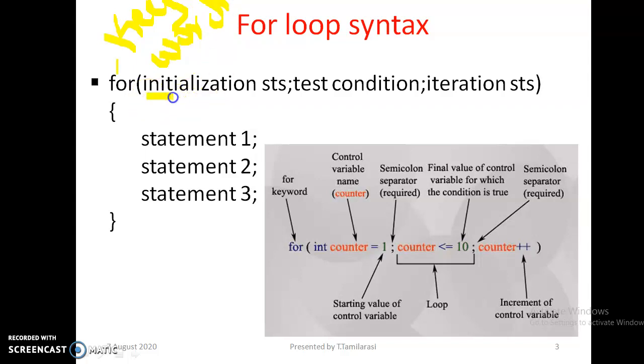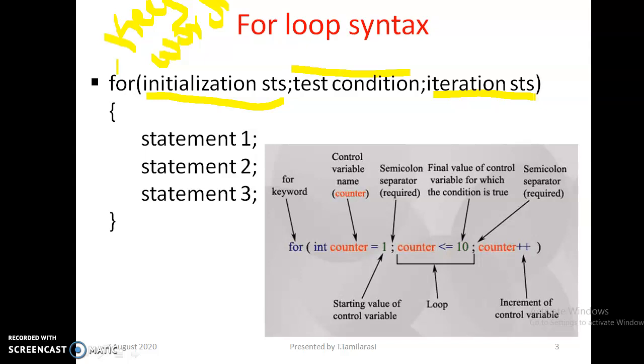And in this, there is the initialization statement, the test condition, which is important, and the iteration statement. Our while and do while also contain these three statements, but the difference is they are placed in different locations. In the for loop, all should be placed in a single location.